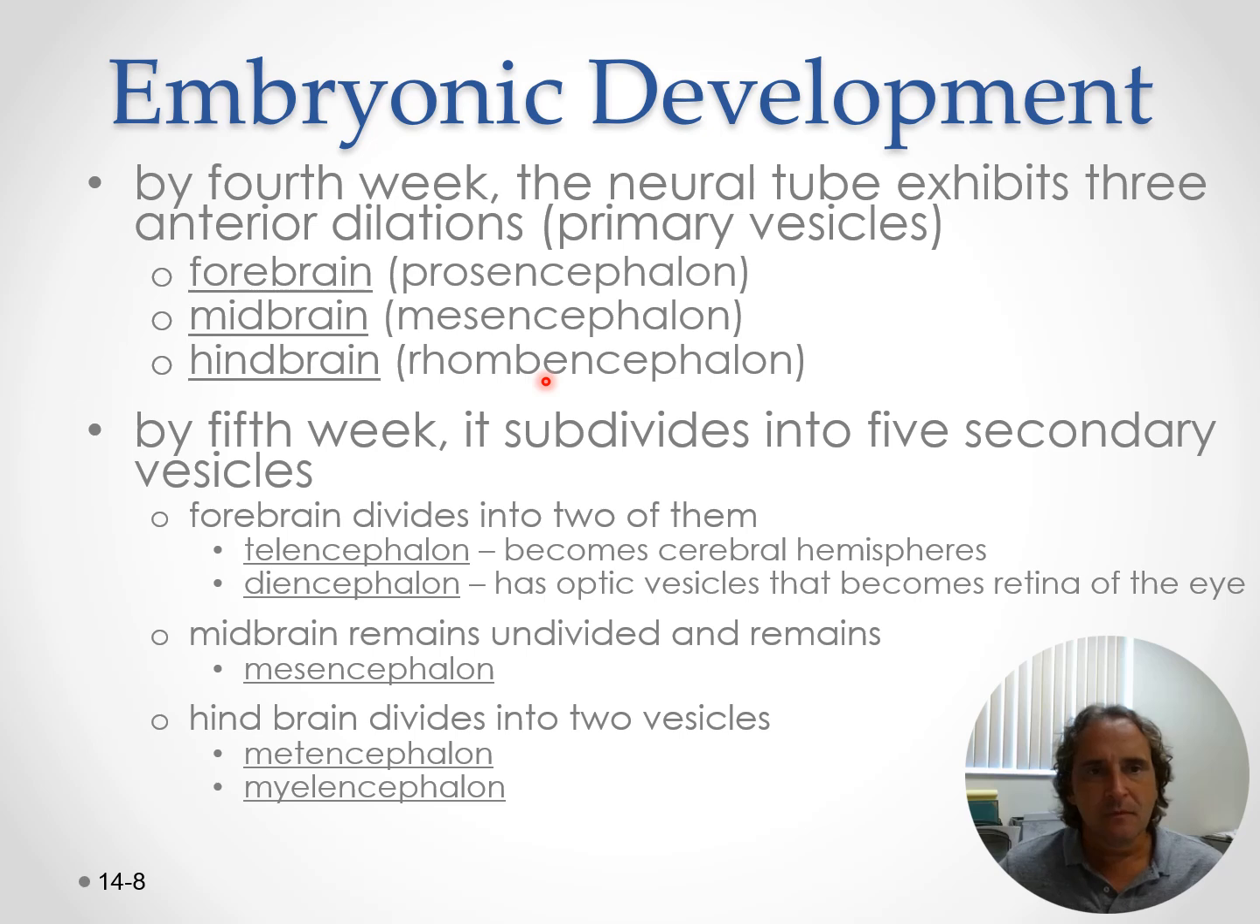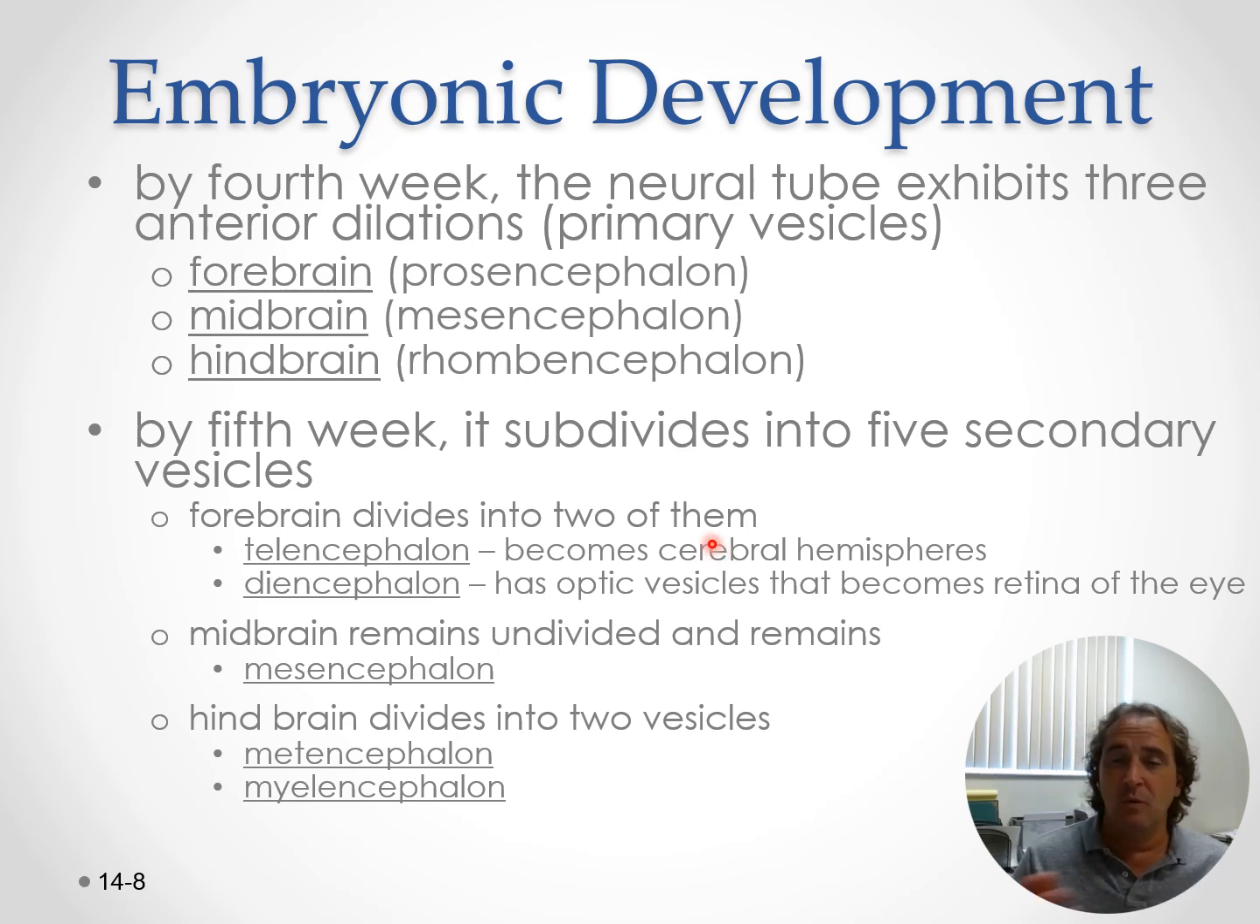So just a week later, by the 5th week, it's going to divide into 5 different vesicles. So now you have 3, and then after another week, they're going to subdivide even more. So the forebrain becomes the telencephalon and the diencephalon. The diencephalon is the optic vesicles and become the retina and the eye. The telencephalon becomes the cerebral hemisphere.